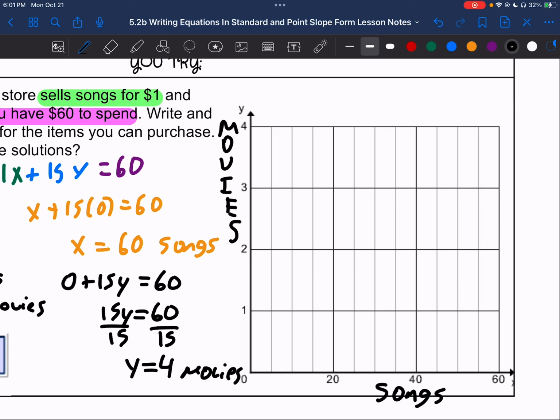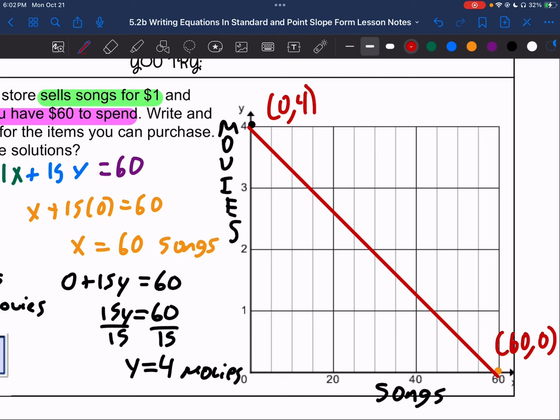And so we're told we can download 60 songs. We can download 4 movies. And I want to know what are some possible combinations. So we already have a couple. We have 0 and 4. We have 60 and 0. Well, now let's look in between and let's look where we're hitting the graph.